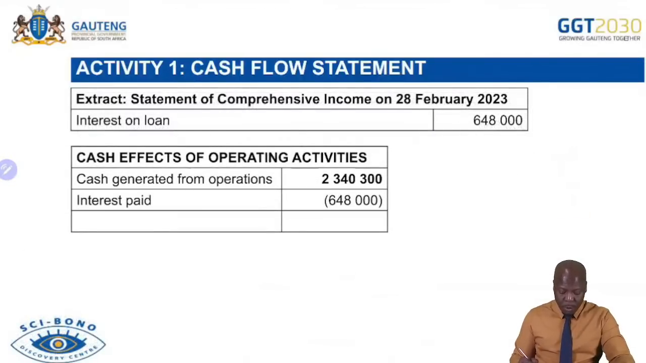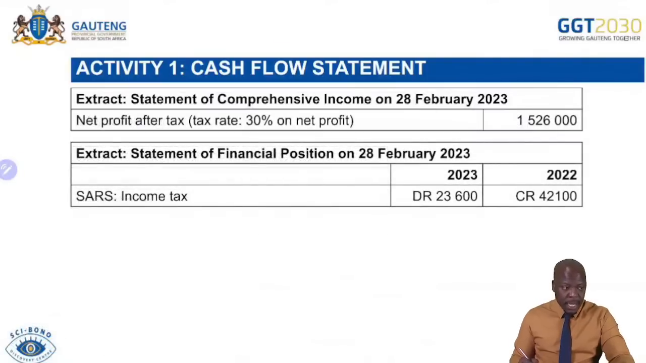So I'm going to move on to the next aspect. The next aspect that is required of me is to record. Remember, I spoke about four things: cash generated from operations, interest paid. Then I'm going to go now to the third one rather. That is your taxation paid, or your income tax paid. So I'm going to do now the income tax paid. With the income tax paid, I have to do some calculations first.